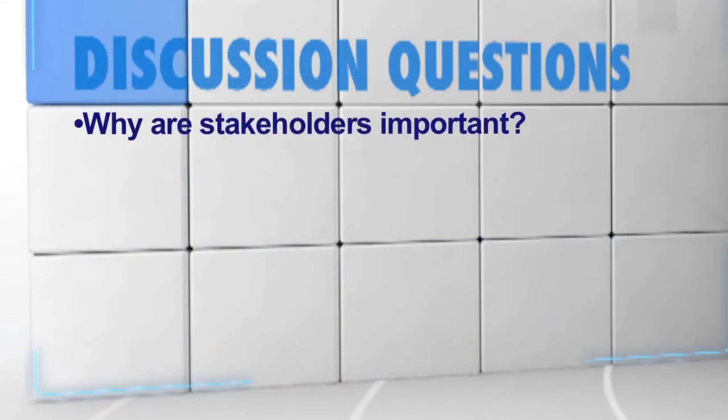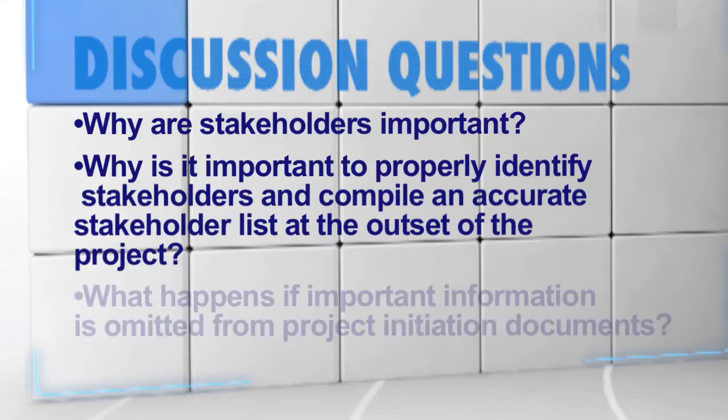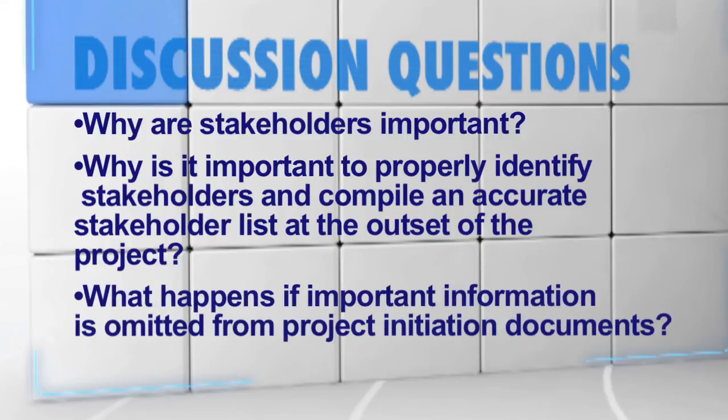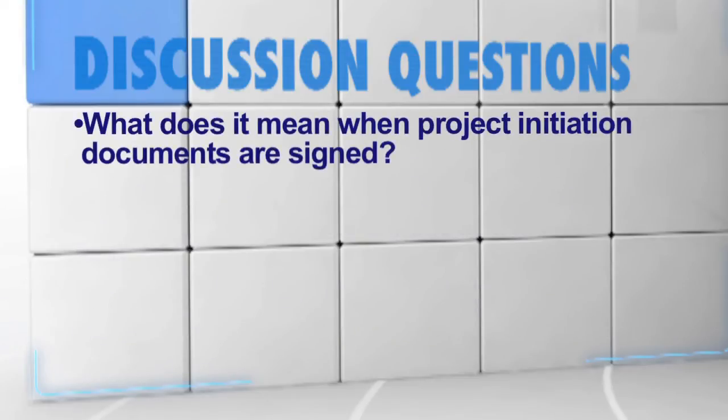Why are stakeholders important? Why is it important to properly identify stakeholders and compile an accurate stakeholder list at the outset of the project? What happens if important information is omitted from the project initiation documents? And what does it mean when project initiation documents are signed? What happens next?